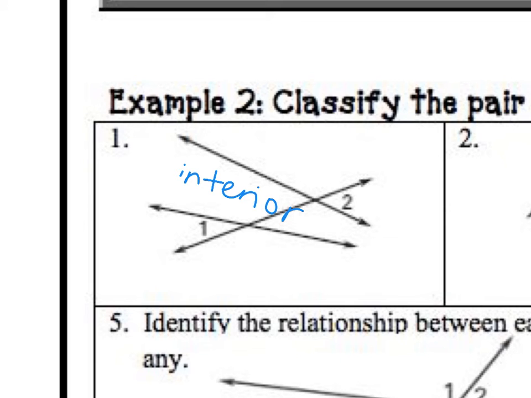So our angles then are what? On the interior or the exterior? They're exterior angles. And so what kind of exterior angles are they? Alternate, because they are on the opposite side of the transversal, which you see here. Here's my transversal. They're on the opposite side of that. So these are alternate exterior.